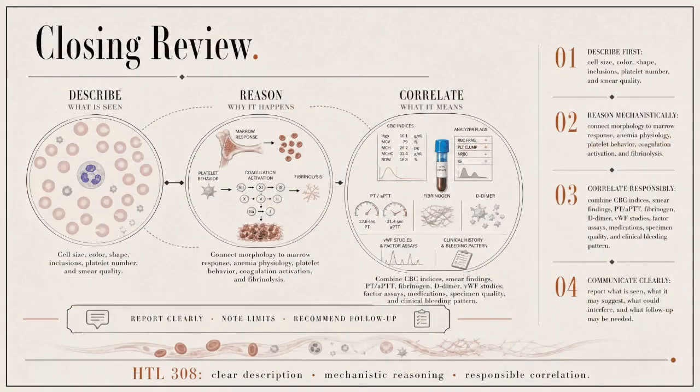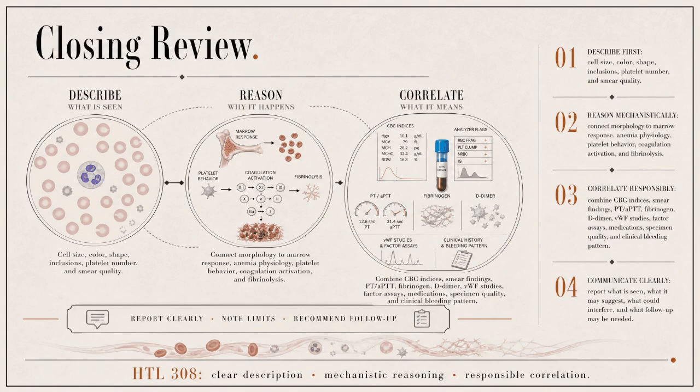To close, let's bring it back to 3 key habits. First, describe clearly. Name the morphology or laboratory abnormality accurately before jumping to interpretation. Second, reason mechanistically. Ask what process could create that finding. Is it impaired hemoglobin synthesis, DNA maturation delay, membrane loss, fragmentation, platelet dysfunction, factor deficiency, inhibitor activity, or excessive fibrinolysis? Third, correlate responsibly. Compare the smear with the CBC, the screening test with the clinical history, and the abnormal result with specimen quality and medications.